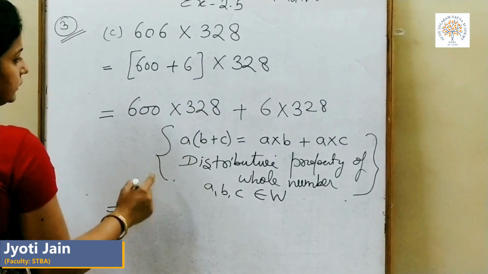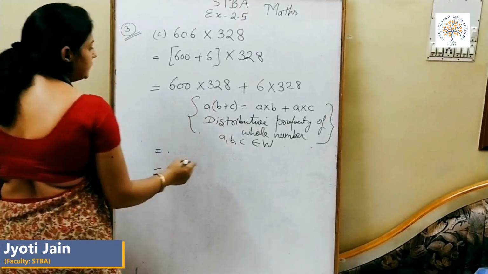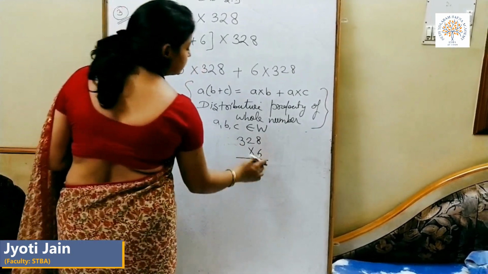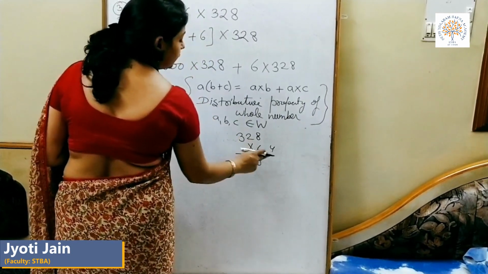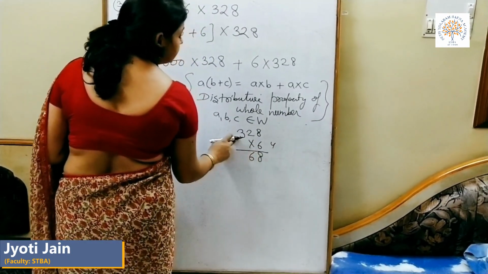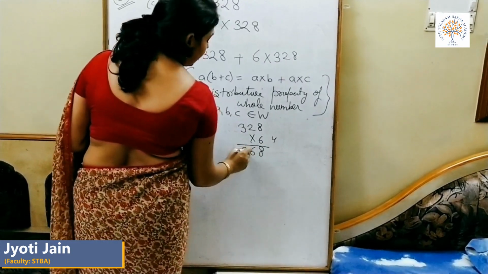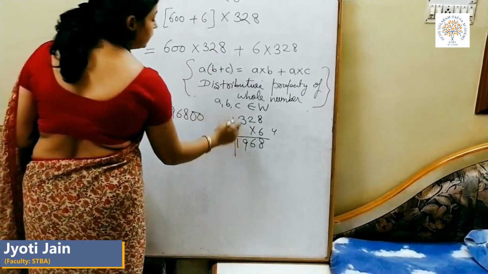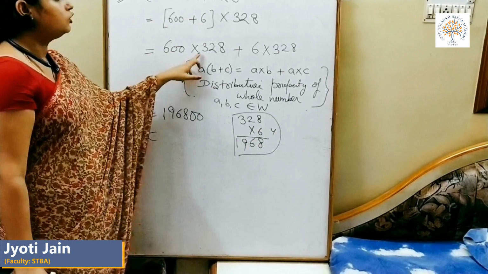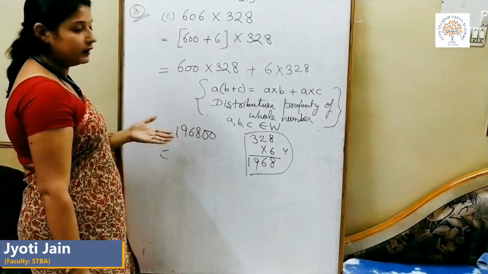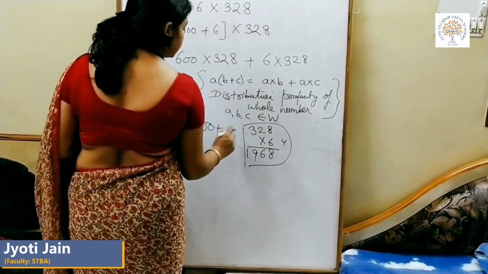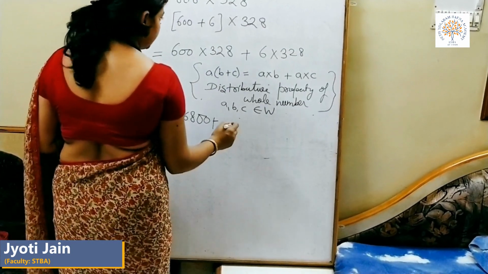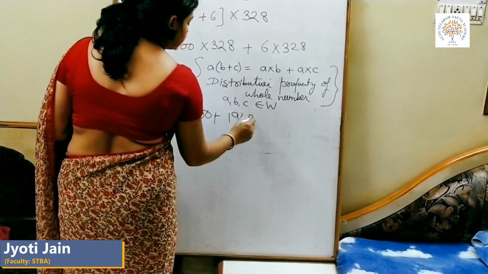So now multiply this. Now multiply 328 by 6. So 8 6s are 48, 6 2s are 12, and then 4 is 16, and 6 3s are 18 plus 1, 19. So we will get here 1968 and 00 as it is. This is our rough work. So we know how to multiply a number by a multiple of 100. Now come to this side, plus as it is. So 6 multiplied by 328, again we will get 1968.